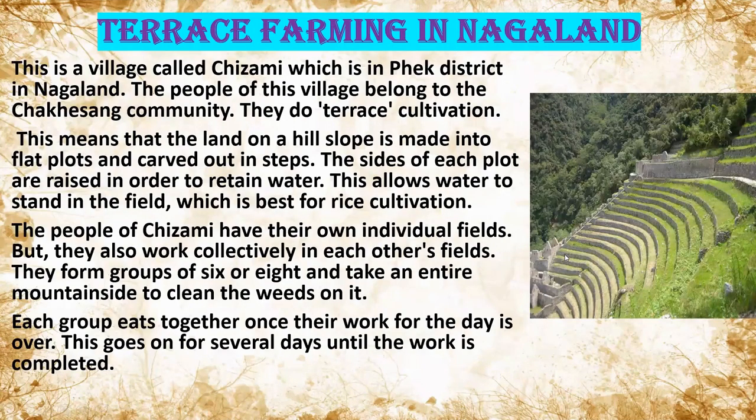We are starting with the topic of terrace farming in Nagaland. There is a village in Nagaland called Shizami, which is in Phek district. People belong to the Chakhesang community and they do terrace cultivation. It means the land on a hill is made into flat plots and carved out in steps. The sides of each plot are raised in order to retain water, and it allows water to stand in the field, which is good for the cultivation of rice.